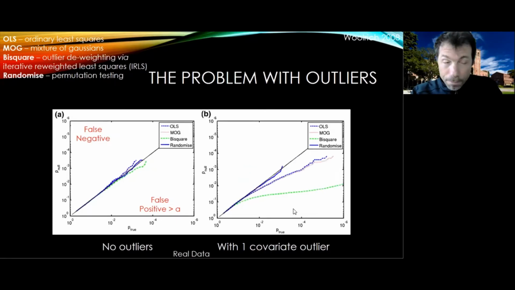If you look at real data, then again, under no outliers, confirming what we saw before, all methodologies tend to do pretty well. But as soon as we add a covariate outlier, now we get really terrible inflation of false positives under the bi-square. We get quite some inflation also in the mixture of Gaussians and OLS, whereas once again, the non-parametric approach is the one that continues having perfect false positive rate control.